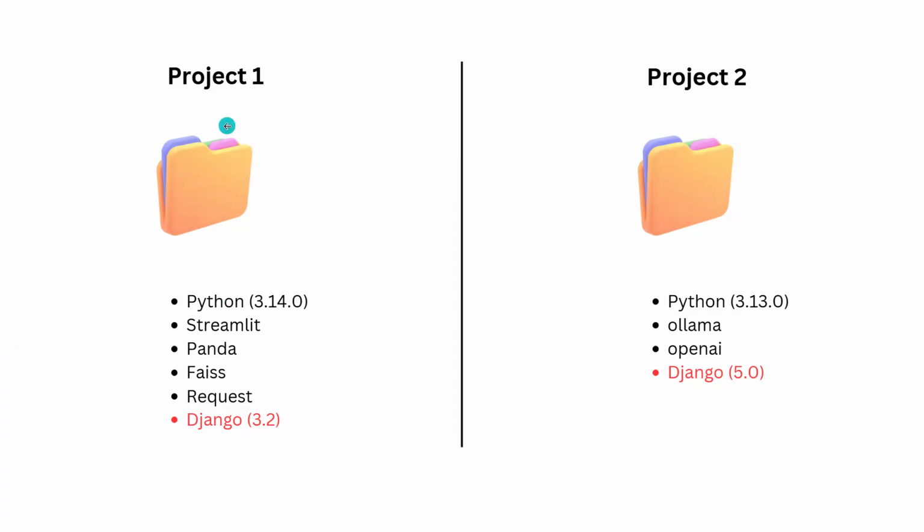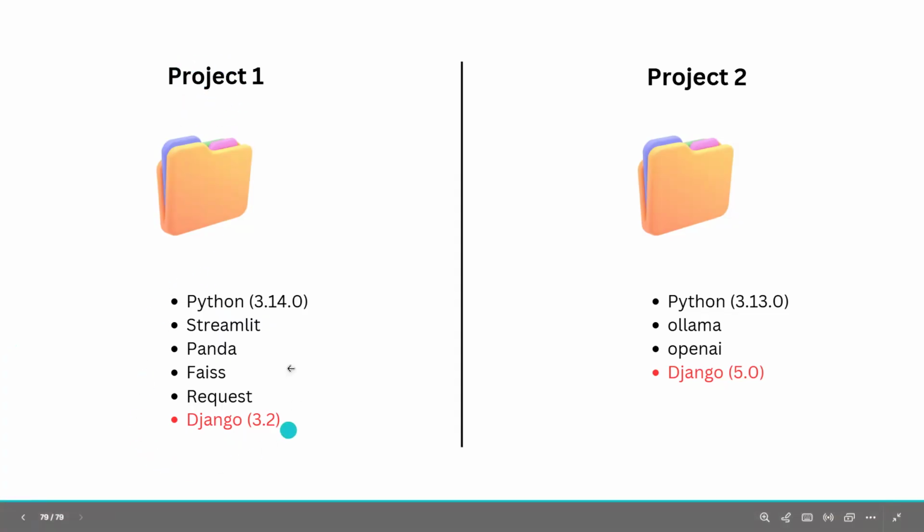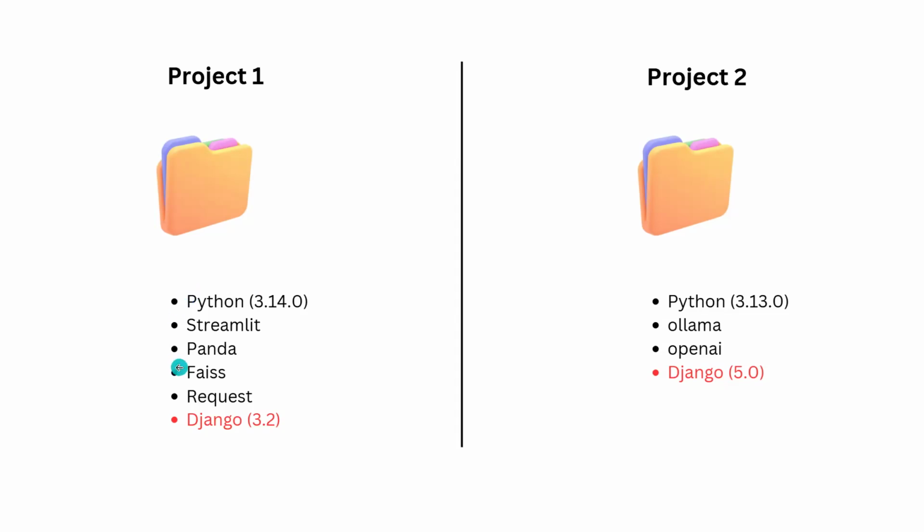Okay. So I have this project one. So whichever dependency I require for this particular project, I can go ahead and install. Okay. Now these dependencies are not going to intersect with this one. Okay. And this project will have its own. Now, this is where this virtual environment venv comes in the picture.